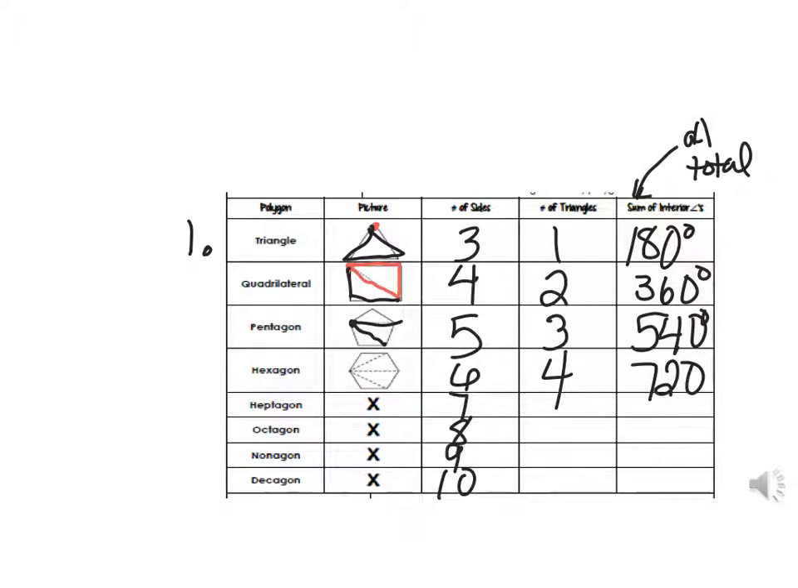So take a look, the number of triangles is going to be, look at that, 2 less than the sides. So 7 minus 2 is 5, so it's 5 triangles. 8 minus 2 is 6, 9 minus 2 is 7, 10 minus 2 is 8. So when we figure out how many 180s, this is going to be 5 times 180, and 5 times 180 is going to give us 900. 6 times 180 gives us 1080. And I'll let you fill out the last 2.